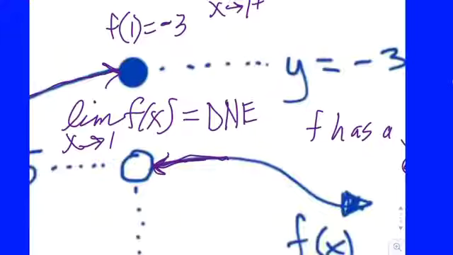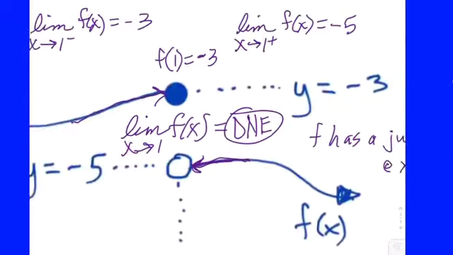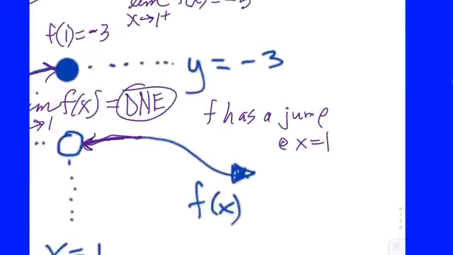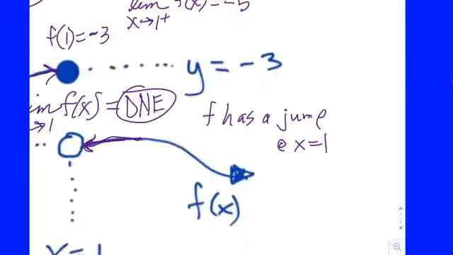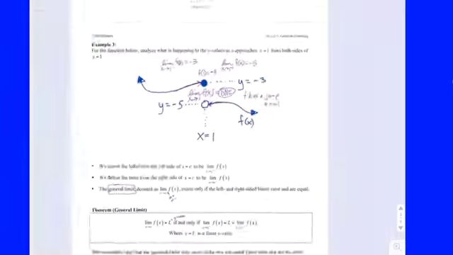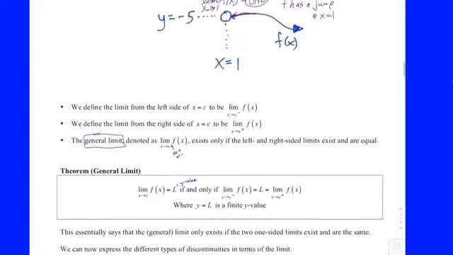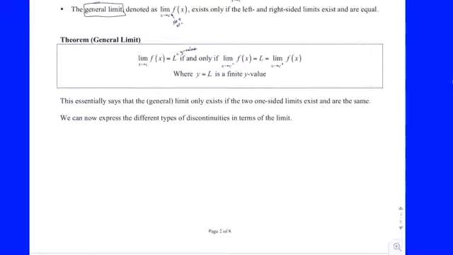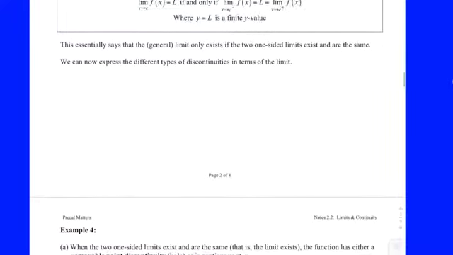It doesn't exist. Now, you're going to find that general limits can fail to exist for a multitude of reasons, okay? In this case, the general limit doesn't exist because the limit from the left does not equal the limit from the right. And anytime that happens, we're going to have a what discontinuity? A jump, okay? So we're starting to define not only continuity in terms of limits, but discontinuities in terms of their limit behavior.